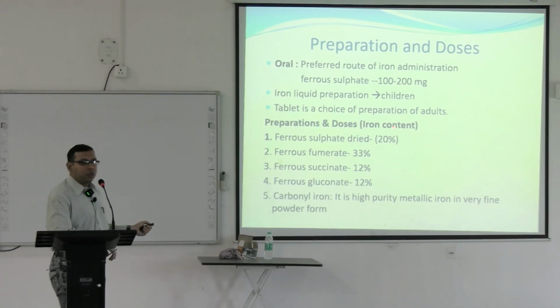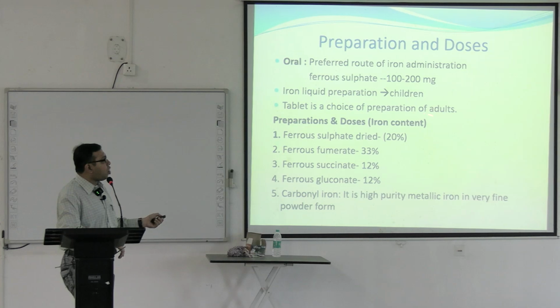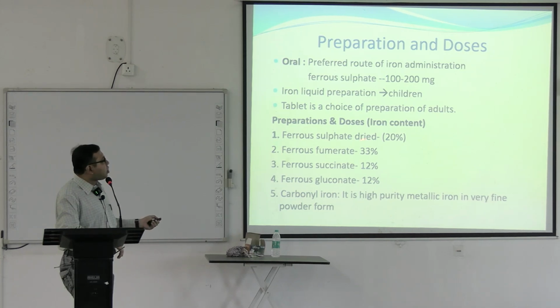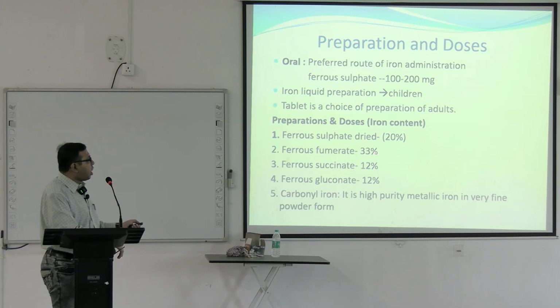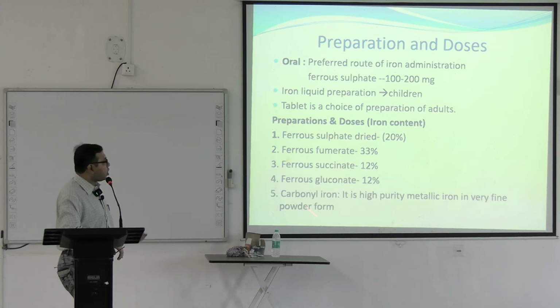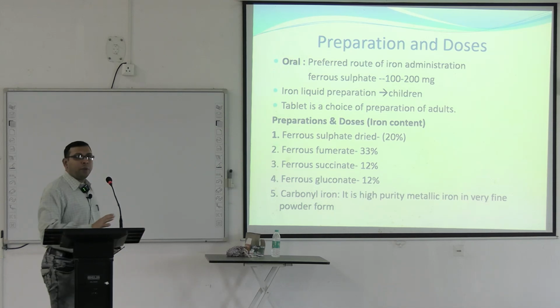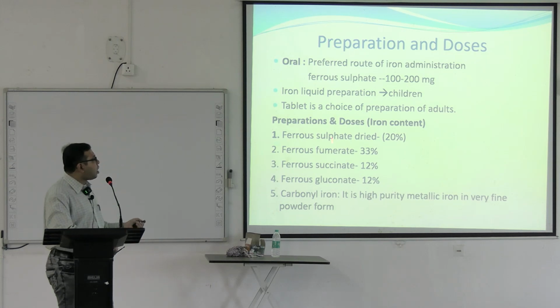Iron liquid preparation is usually given in children. Tablet is the preparation of choice for adults. Ferrous sulfate contains approximately 20% iron by weight, ferrous fumarate 33%, ferrous succinate 12%, ferrous gluconate 12%. Carbonyl iron is another formulation, high purity metallic iron in very fine form. Most commonly, we use ferrous sulfate, ferrous fumarate, ferrous succinate, and ferrous gluconate.